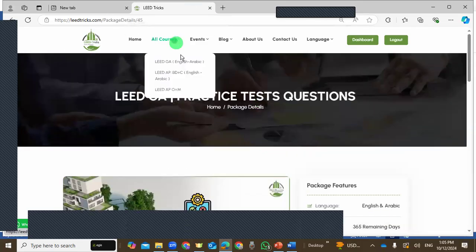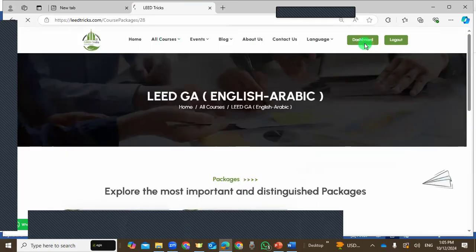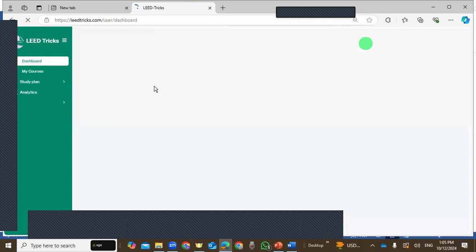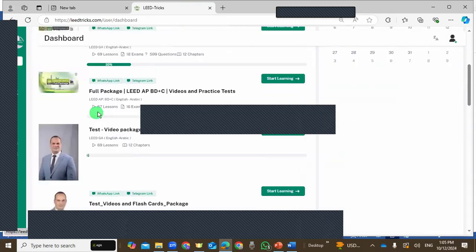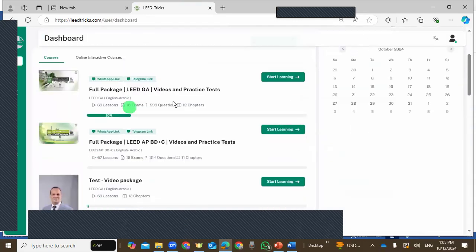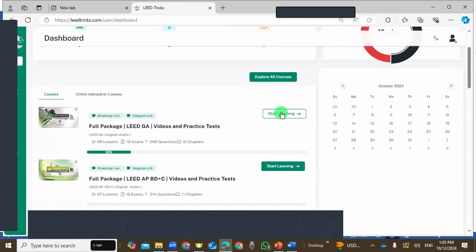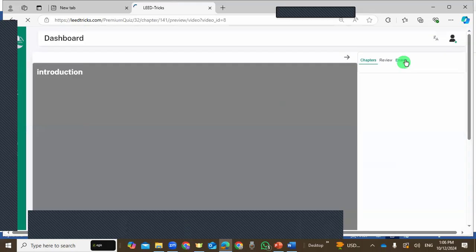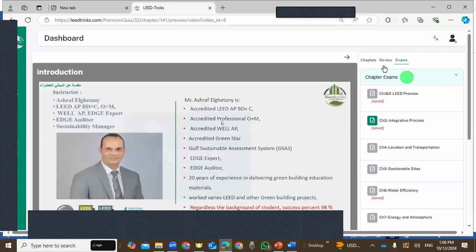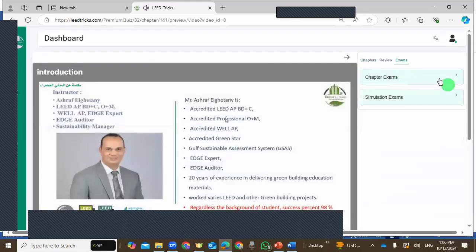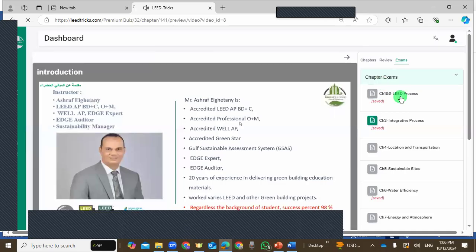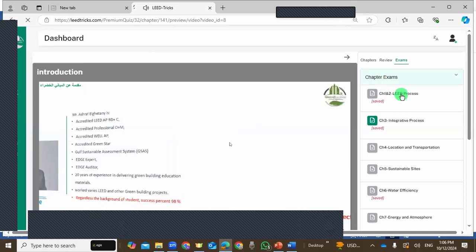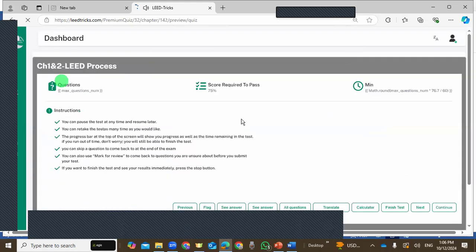Anyway, how it looks like. It looks like this. If you open the package, it will look like this, and it will have the exams here. You'll find two types of exam. Chapter exam like this. This is the chapter exam. When you open it, this chapter exam.